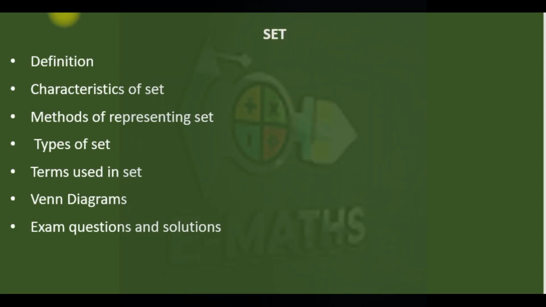So under set we're going to look at definition. That's definition of set, characteristics of set, method of representing set, types of set, terms used in set, Venn diagrams. So we'll solve exam questions. So we'll start with definition.